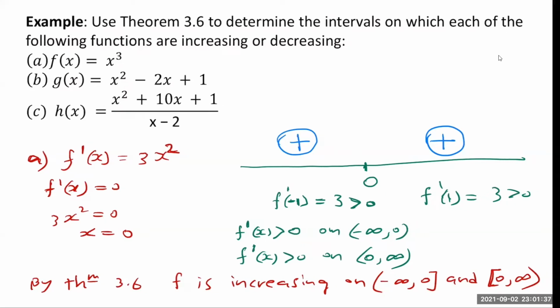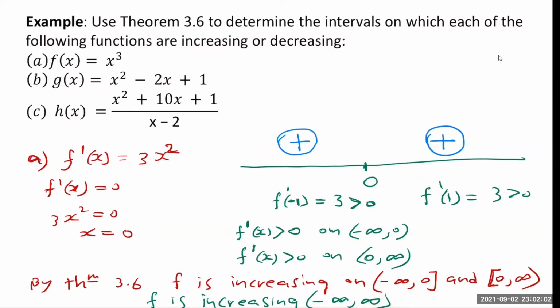That means f is increasing everywhere. Everywhere means minus infinity to plus infinity. You combine these two. Your function is increasing on this interval and it is increasing on this interval. That means it has to be increasing on this whole interval, minus infinity to plus infinity.